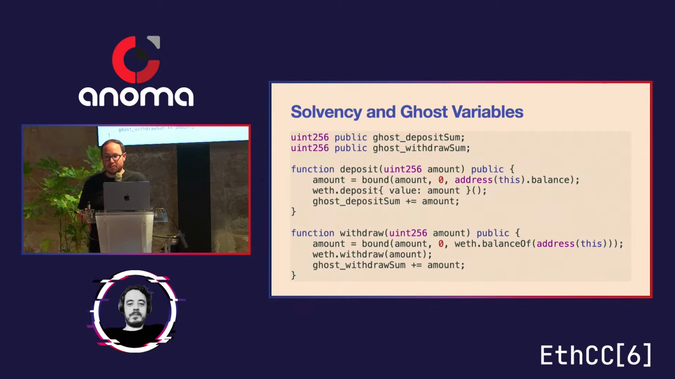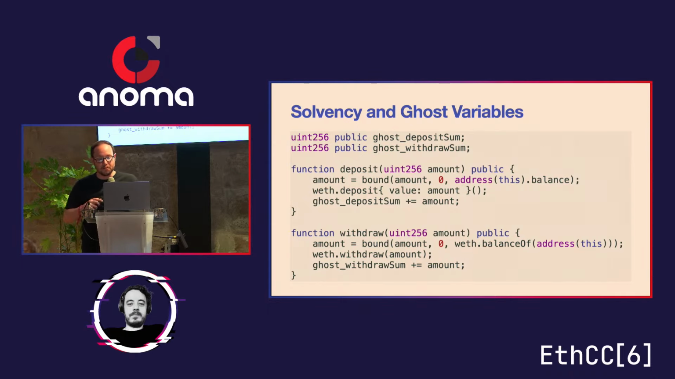You might wonder why we don't just decrement ghost deposit sum, right? Just use one variable and increment sometimes, decrement sometimes. I think there are two good reasons. One is that it's nice to have these intermediate accounting variables available as separate properties. So you may want to define another invariant later that uses these as intermediate parameters.